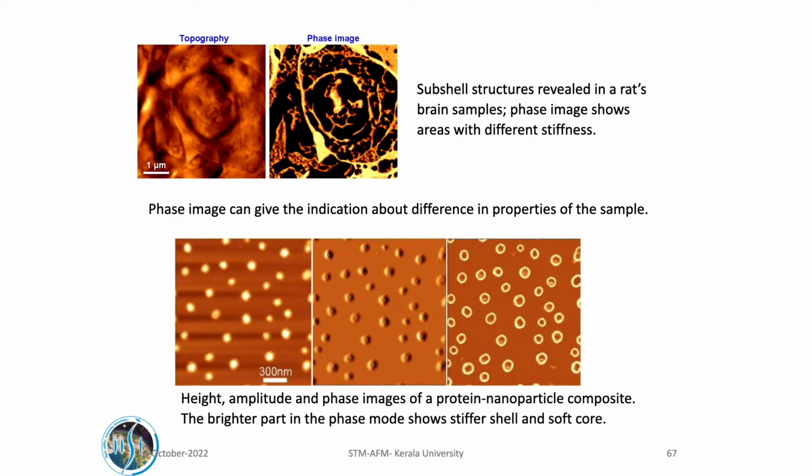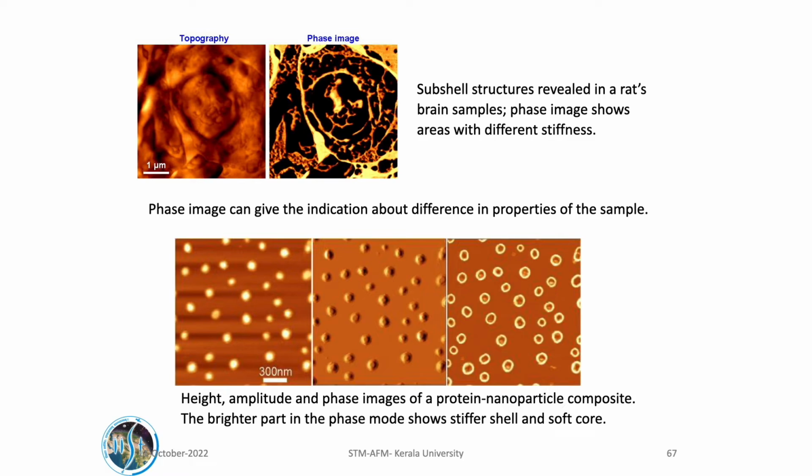Okay, this is another example. So this is a nanoparticle. This is a protein nanocomposite, nanoparticle composite. This is the height image. You don't get any information. Okay, you can actually measure the height like this, and you will see what is the height of the particle or the size of the particle. But in amplitude image already you can actually see some more structures are there. Okay, some fine structures are there.